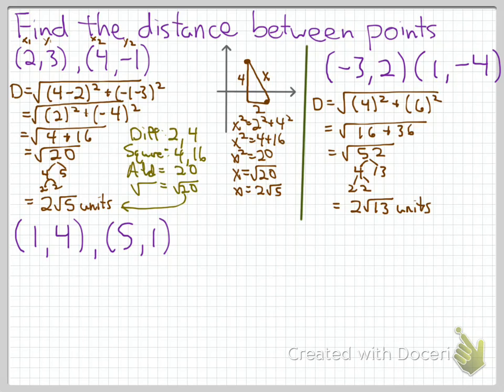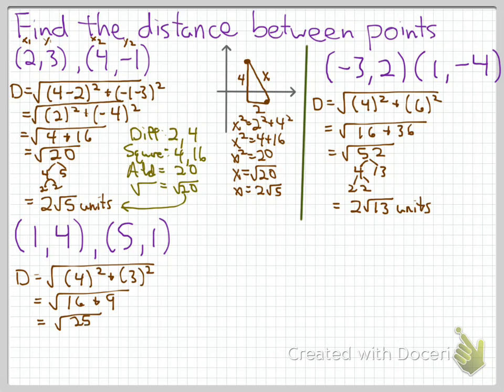Last one here, my distance is going to be, my difference on my x's is 4, the difference on my y's is 3. I get 16 and 9 by squaring them, add them together to get 25, and the square root of 25 is 5 units.